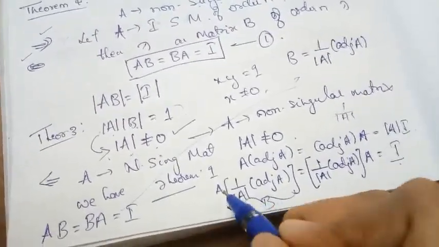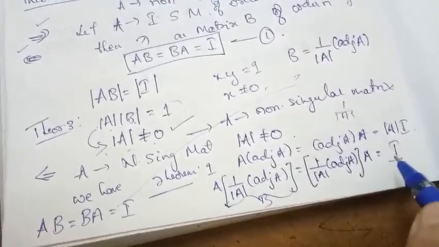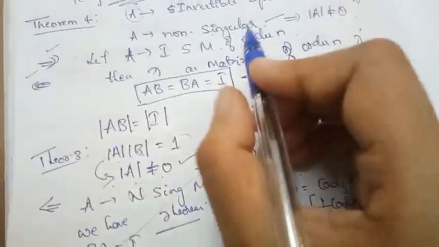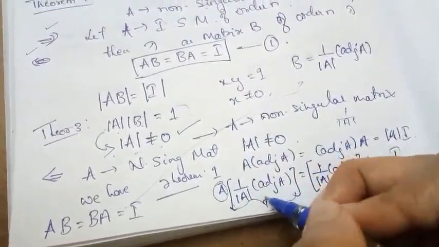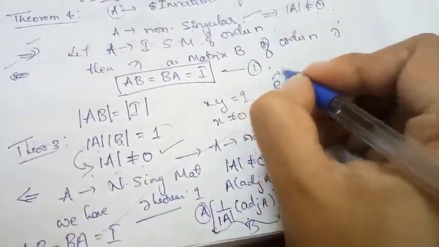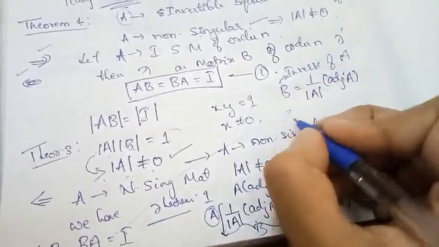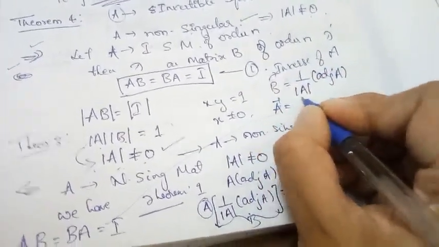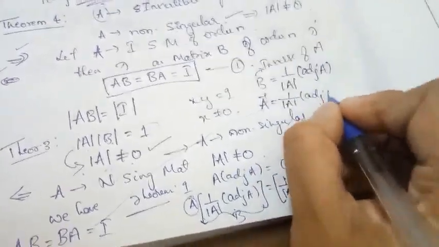If I call this B, then A into B equals B into A equals I, which says that A is an invertible matrix where B is the inverse of A. So B is the inverse of A means A inverse is equal to 1 by determinant value of A into adjoint A.